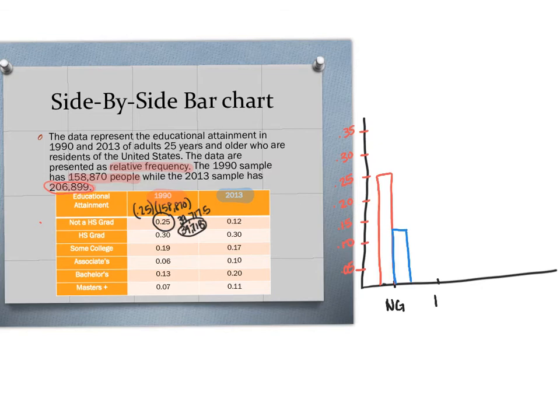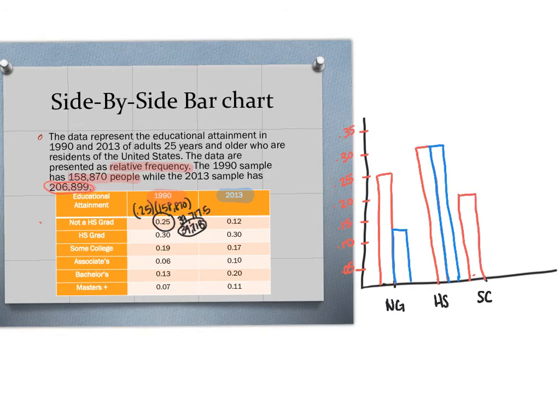Next one is the high school grad category. And again, here we have 30%, again 30%. Then you have your some college. Here you have 19%. This one is 17%. Now, I'm not going to write all these out, but you can see that as you keep moving, these bars are changing heights, or they're either the same.